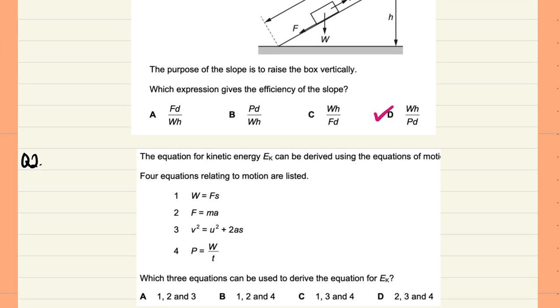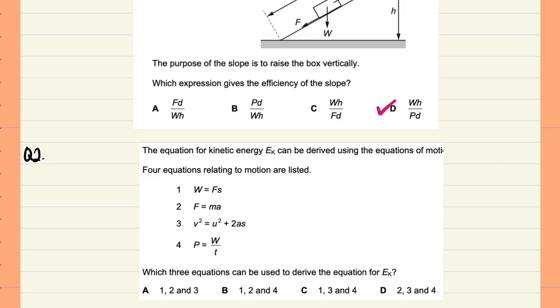Question 2. Equation for kinetic energy can be derived using the equations of motion. 4 equations relating to the motion are listed. Which 3 equations can be used to derive the equation for EK? So EK, if you might remember, comes from the idea that kinetic energy gained is equal to work done, which is Fs. Then instead of F we write MA, times S. And then the third equation of motion, from which we can make AS the subject and substitute it here. So 1, 2 and 3 are used, 4 is not used. So the answer to this is A.